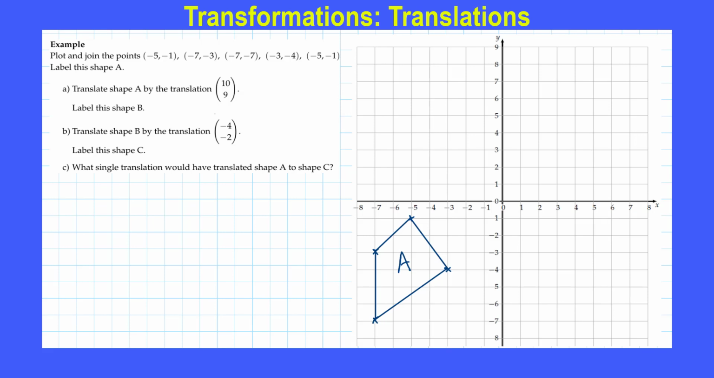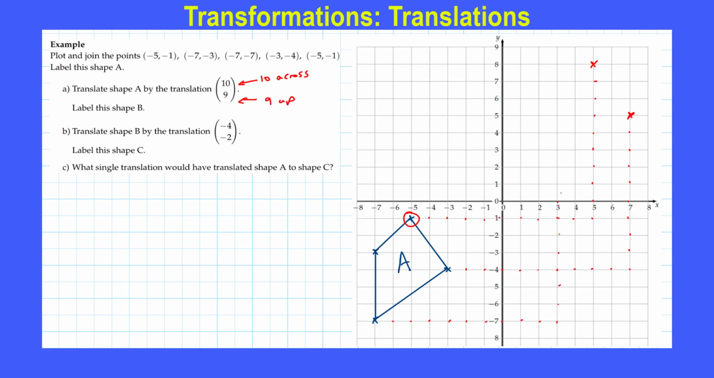The first part of the question says translate shape A by the translation (10, 9). That means go across by 10 and up by 9. That's going to happen to every point. So we take one point, we count across 10 squares, and when we reach the end of the 10 we go up by 9 and we mark where that point is going to move to. And we repeat the exercise for the remaining points. So going across 10 and up 9, and then the bottom point across 10 and up 9.